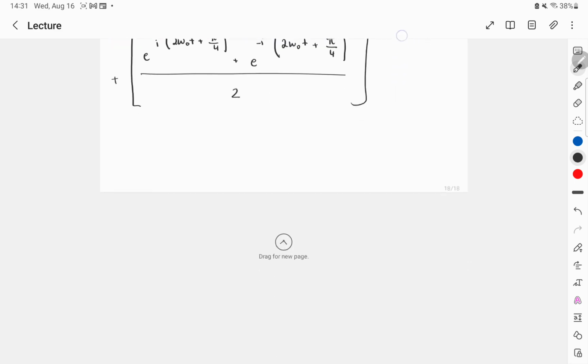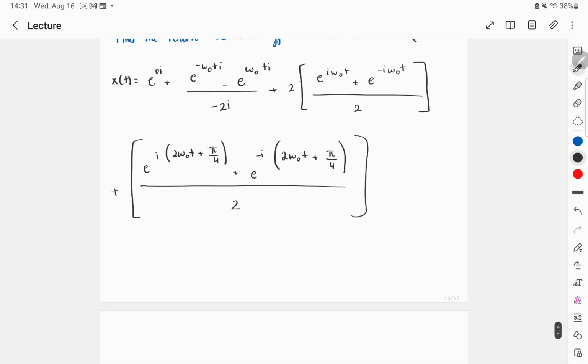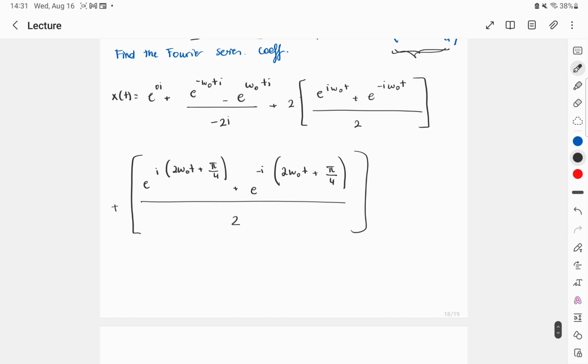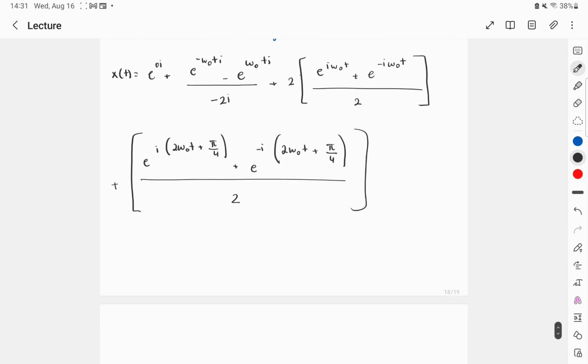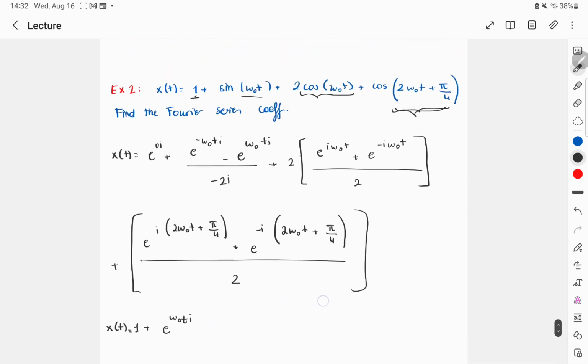We actually wrote it in the Fourier series. However, we are asked for the coefficients, which we can easily find, as we can write the above expression as 1 plus e to the power of omega 0 t i, and we will take this part into parentheses. Let me see.